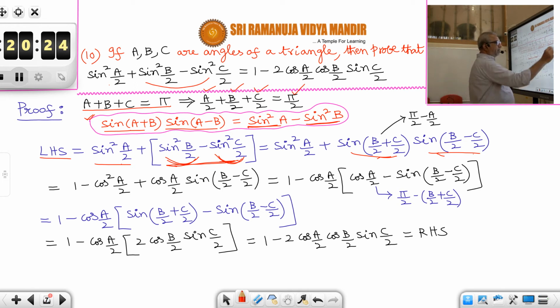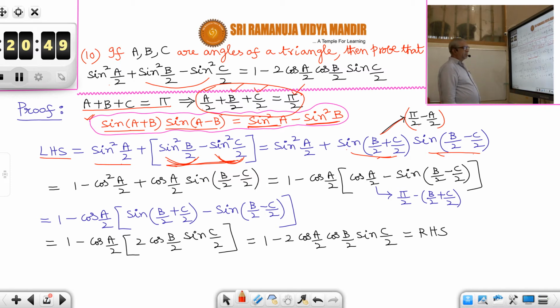Okay, but what about this b by 2 plus c by 2? See, a by 2 plus b by 2 plus c by 2 is equal to pi by 2, as we have seen here. Therefore, b by 2 plus c by 2 is what? Pi by 2 minus a by 2. So that is what I have written here: pi by 2 minus a by 2. Sin of pi by 2 minus a by 2. Sin of 90 minus theta is cos theta. So in the next step it becomes cos theta.